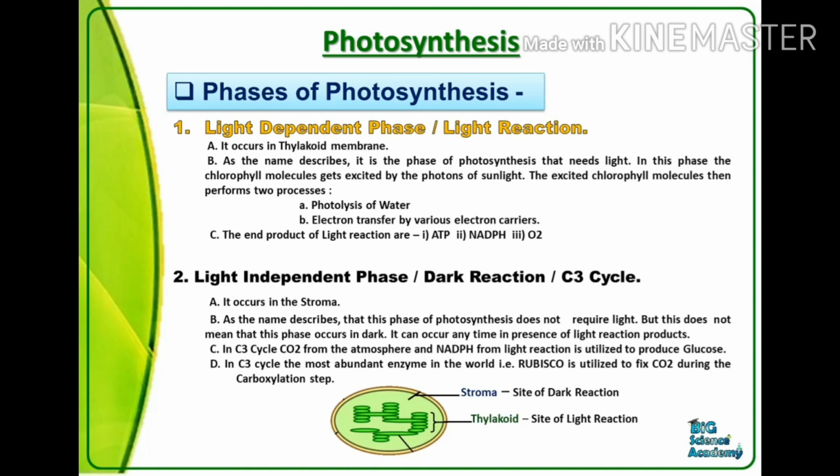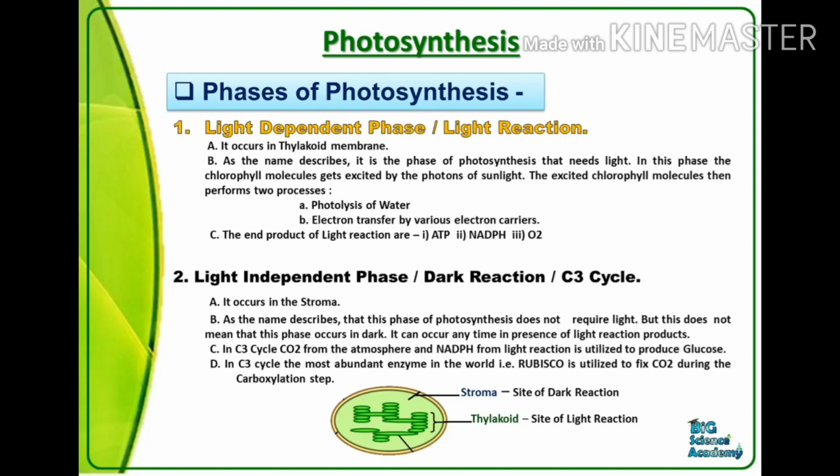So, let's see what the light independent phase or dark reaction or C3 cycle or the Calvin cycle is. The same reaction is named differently based on different scientific research. So, the dark reaction or the C3 cycle occurs in the stroma of the chloroplast, that is the matrix region of the chloroplast. As the name describes, this phase of photosynthesis does not require light, but this does not mean that the phase occurs in the dark.